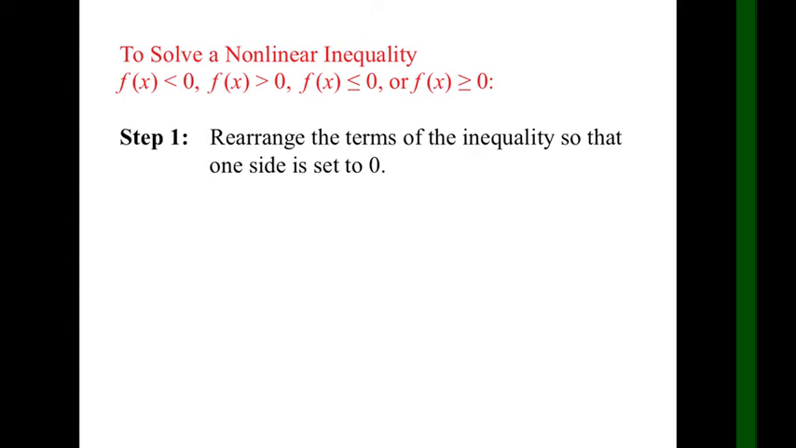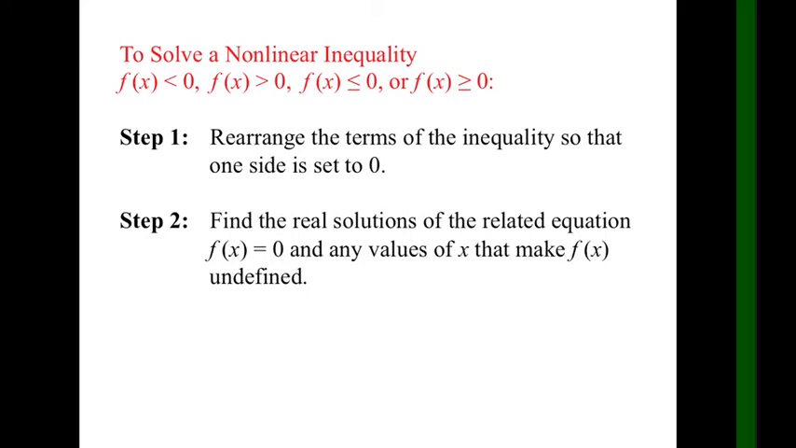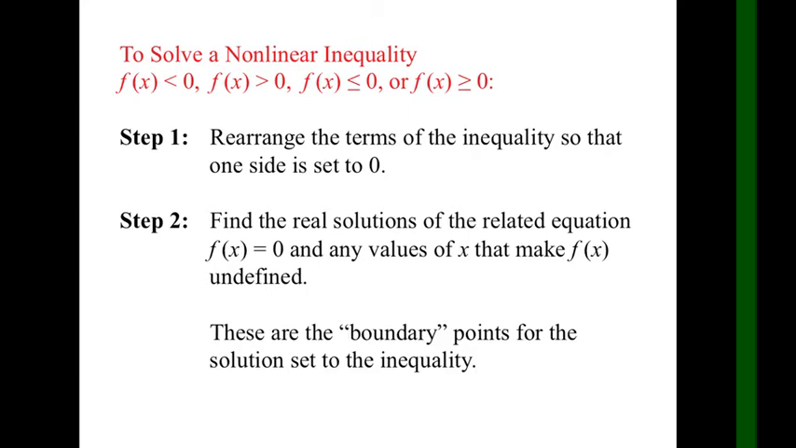Step 1. Rearrange the terms of the inequality so that one side is set to 0. Step 2. Find the real solutions of the related equation f of x equals 0 and any values of x that make f of x undefined. These are the boundary points for the solution set to the inequality.